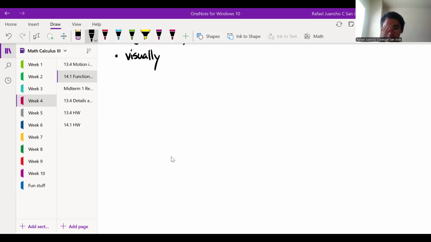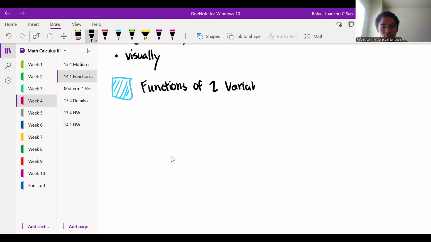So here we're introduced to the idea of functions of two variables. So previously in our calculus course here, we've only talked about a function and we only have one input. Here we have to put two inputs, and this will give us a corresponding output.